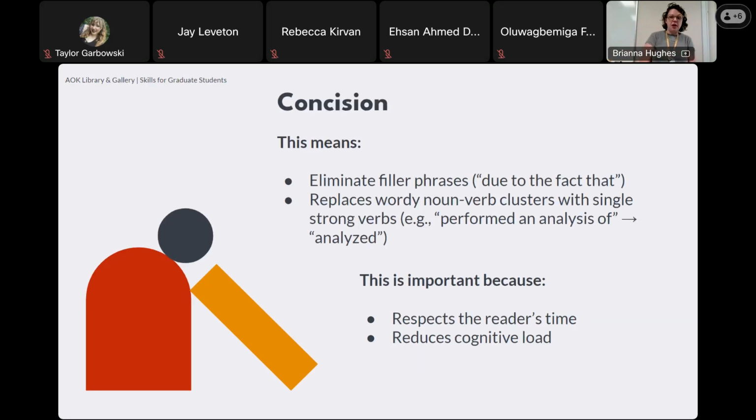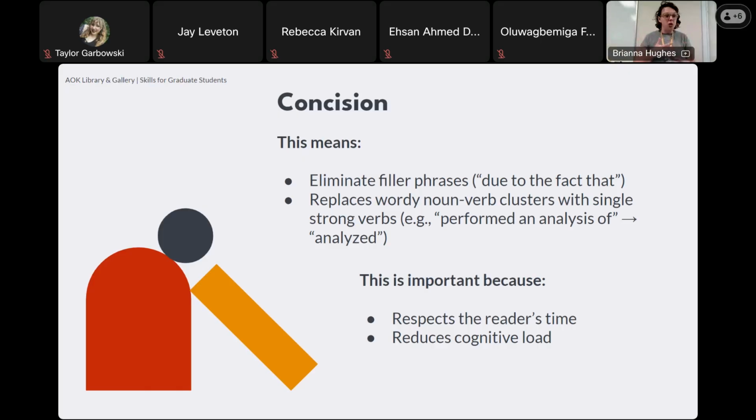The next of our 6 hallmarks is concision. So this would mean no extra words, but you still retain the same message. So I have here "due to the fact that." Those are extra words. Replace clusters of words with stronger action words. So "performed an analysis of" would be converted to "analyzed." Instead of using "due to the fact that," we might use "because." So it respects your reader's time.